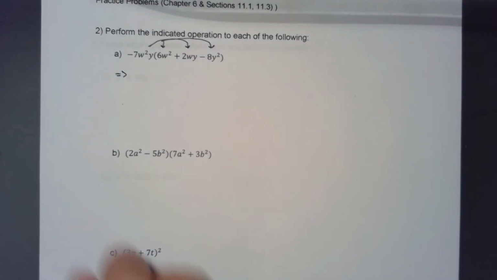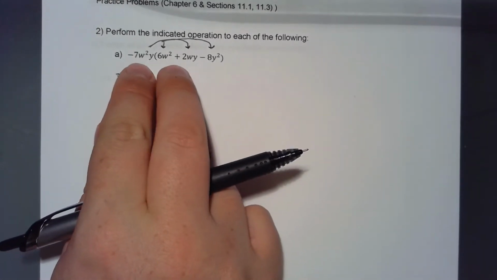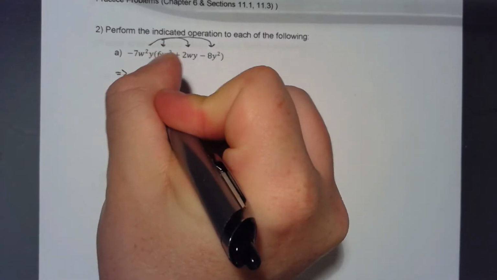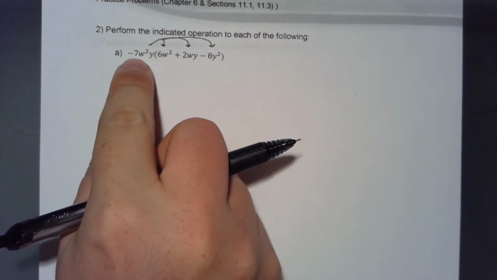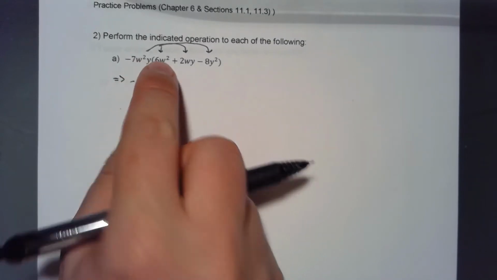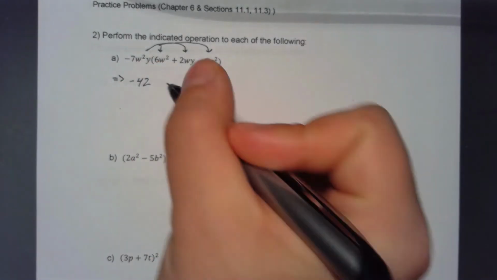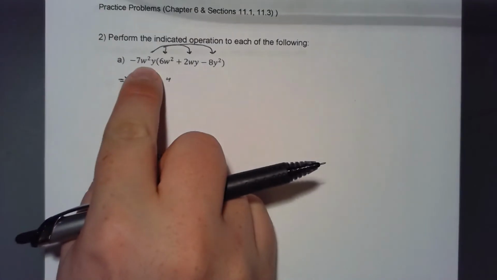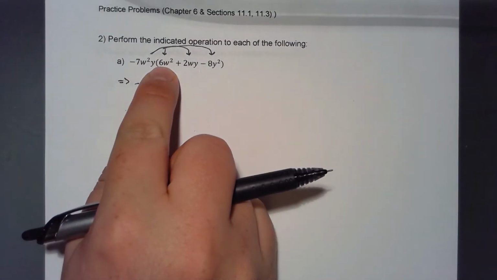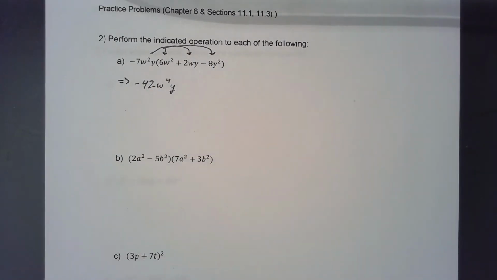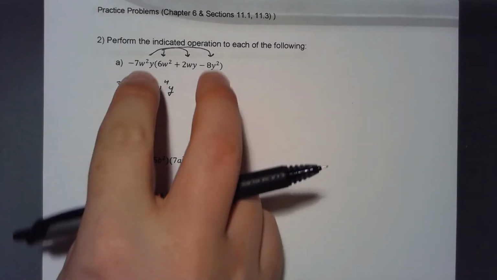So when you do that, this times this is going to give you, negative 7 times 6 is negative 42. W squared times w squared, that's going to be w to the 2 plus 2 power, which is w to the 4th power. And y times a term with no y in it is just y times 1, which is just y. That's the first product.